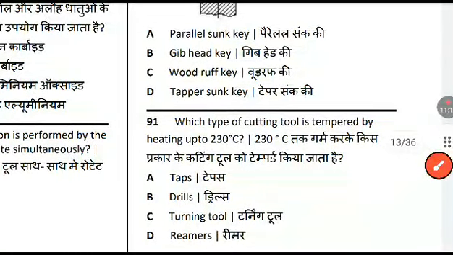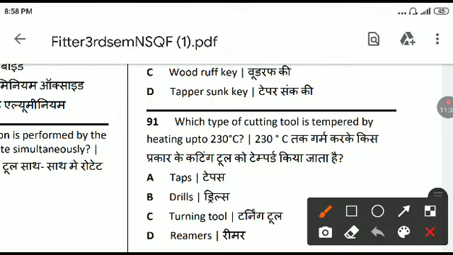Which type of coating tool is tempered by heating up to 230 degrees Celsius? Option A, tap, option B, drills, option C, turning tool.